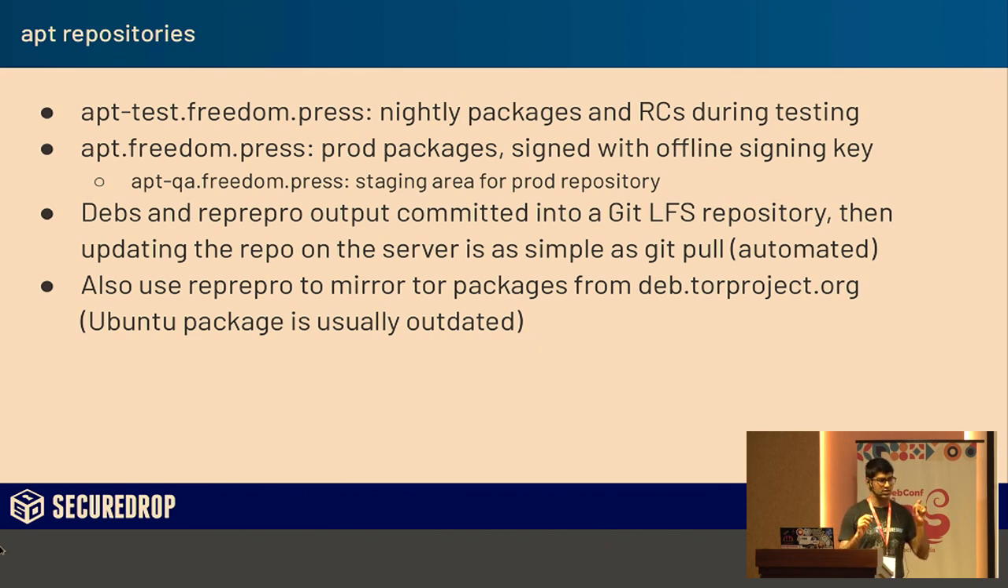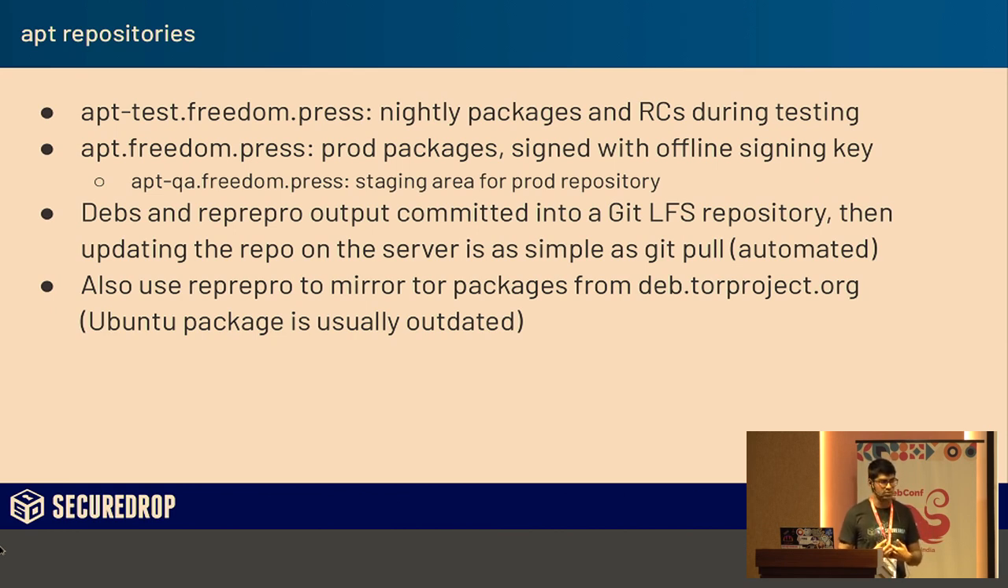And then we have an apt-QA variant, which is the same production repository, but it's just the staging area. So we push the changes there, verify that it works, and then ship it to app.freedom.press. We use the reprepro tool, and we commit that and the debs into a Git LFS repository. So then updating it on the server is as simple as git pull.